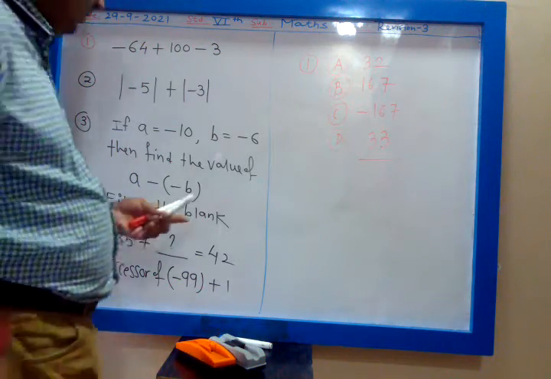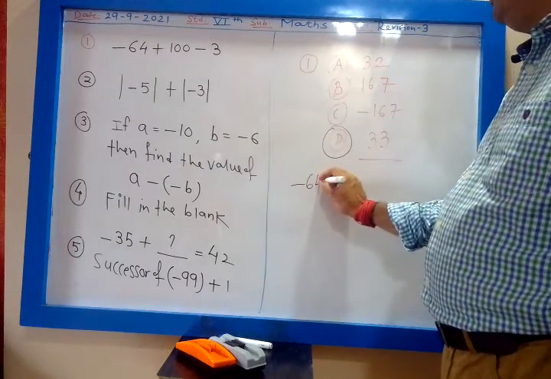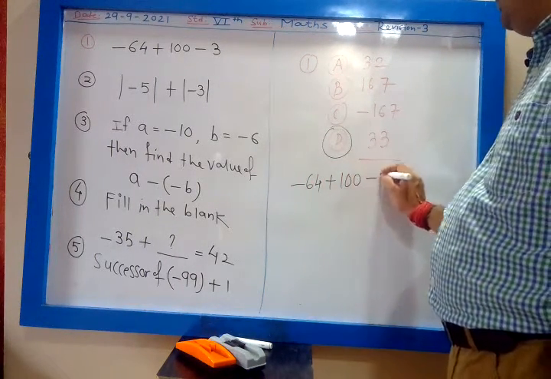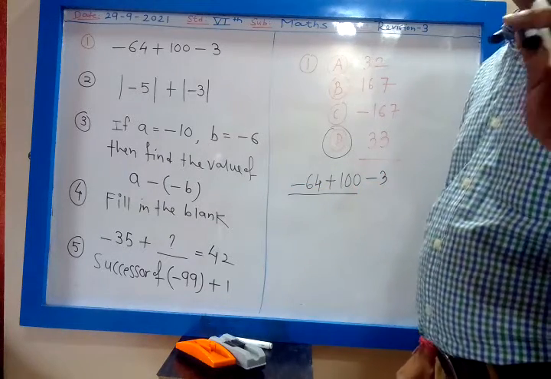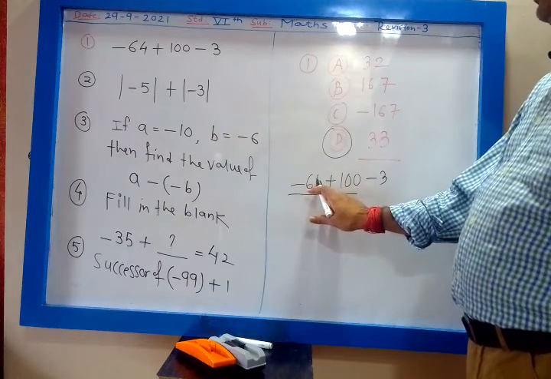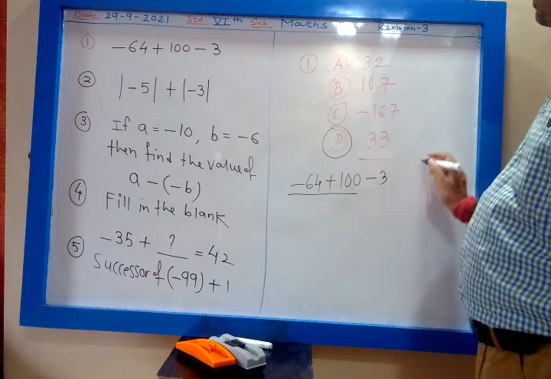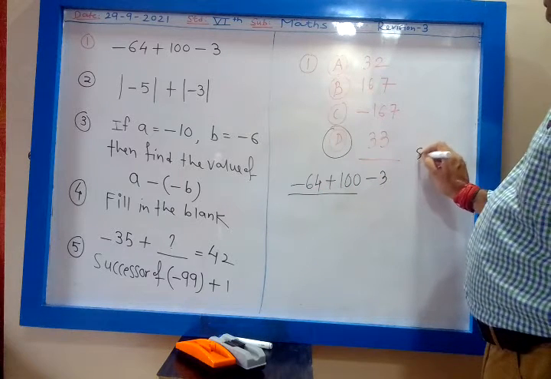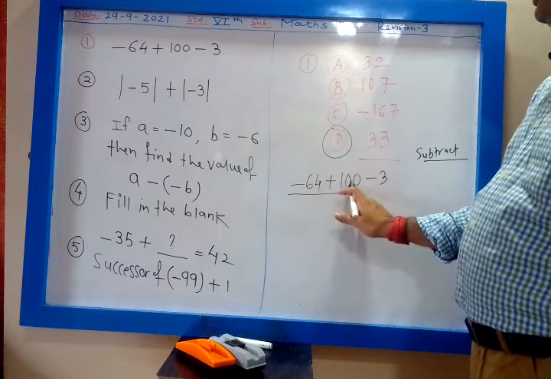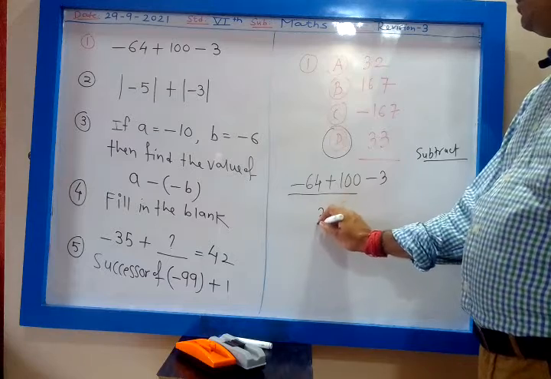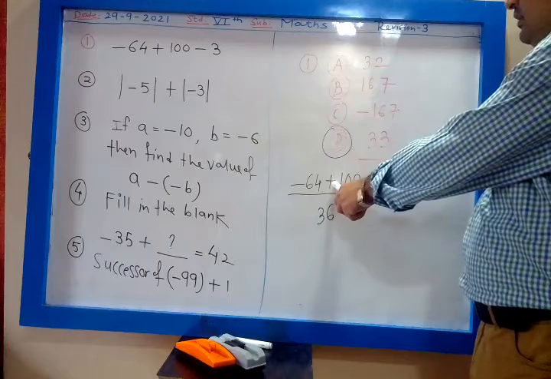So the first correct answer is plus 33. See here: minus 64 plus 100 minus 3. First we simplify these two. What is the sign of 64? Minus. Sign of 100 is plus. Minus and plus are opposite signs. Whenever you have opposite signs, you have to subtract and take the sign of the bigger number. 100 minus 64 is 36. Which number is bigger? Plus 100.